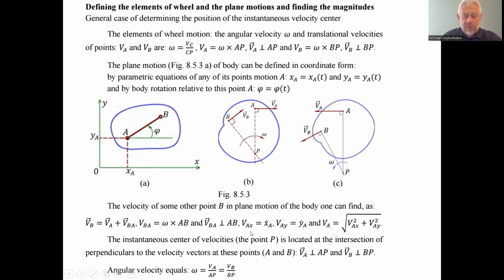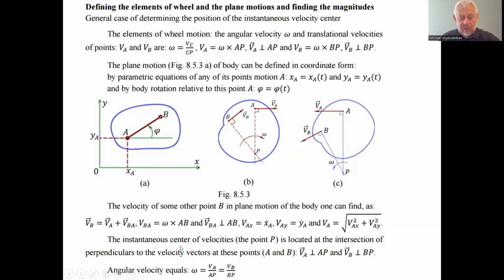And the projections of the velocity of the point A on the abscissa axis x and on the ordinate axis y are the first derivatives of xA and yA, and the total magnitude of the velocity we can find by the Pythagorean theorem as the square root of the sum of the two squared components of the velocity of the point A.